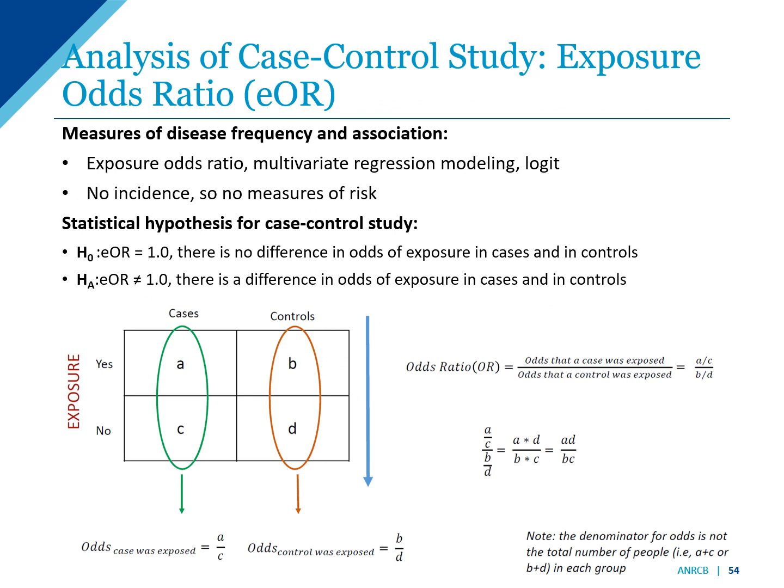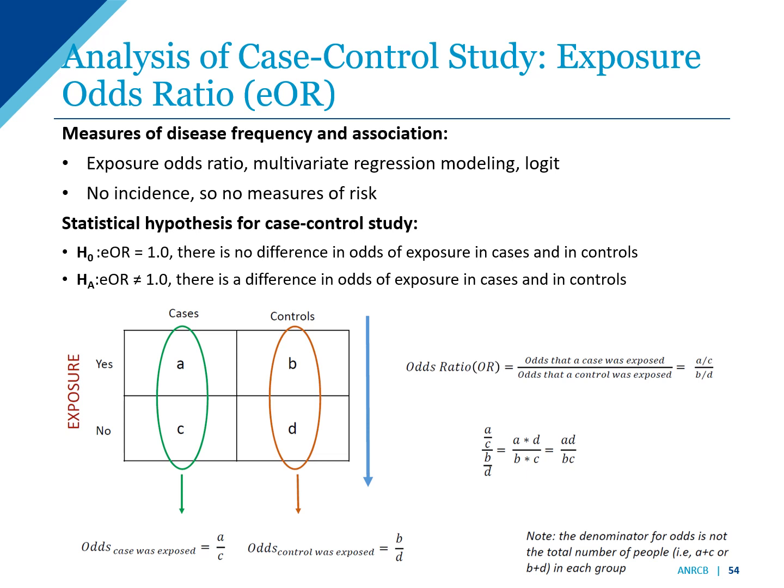The measure of disease association used in a case control study is the exposure odds ratio, and we use multivariate regression modeling in statistical analysis of case control studies. The null hypothesis of the case control study is that the exposure odds ratio is equal to 1, or there is no difference in the odds of exposure in the cases and in the controls. The alternative hypothesis is that there is a difference in odds of exposure between cases and controls.